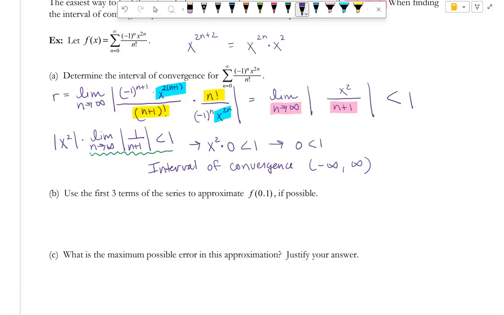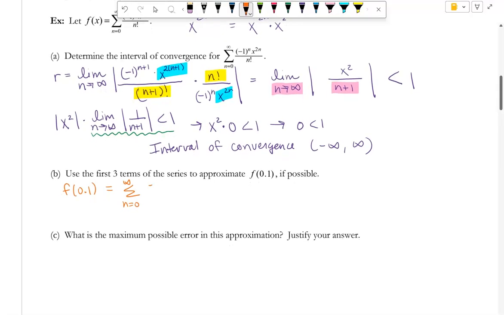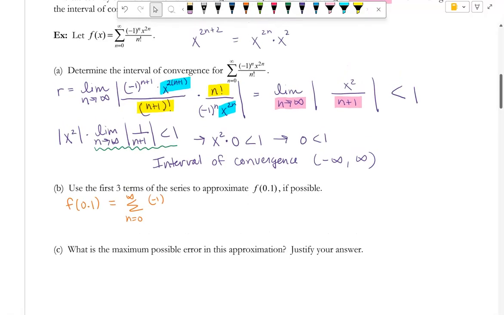All right, so we're going to go ahead and use the series to do this. So f of 0.1 would be exactly equal to the series if I could use infinitely many terms.